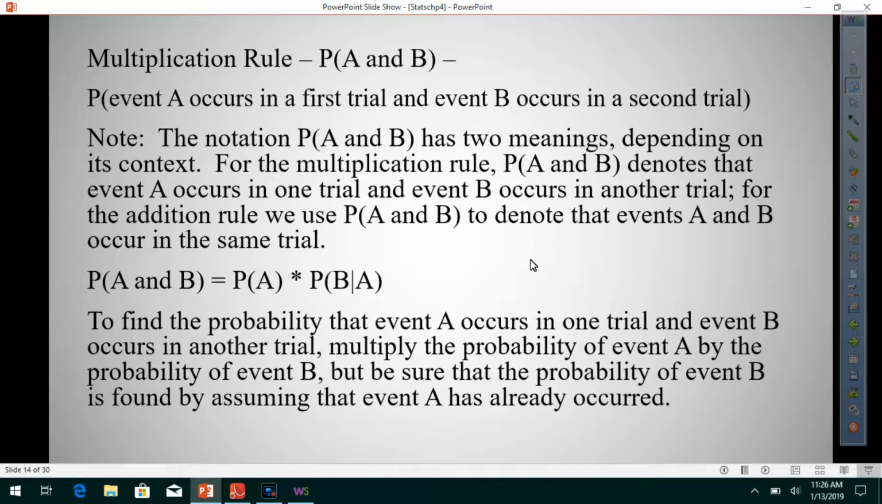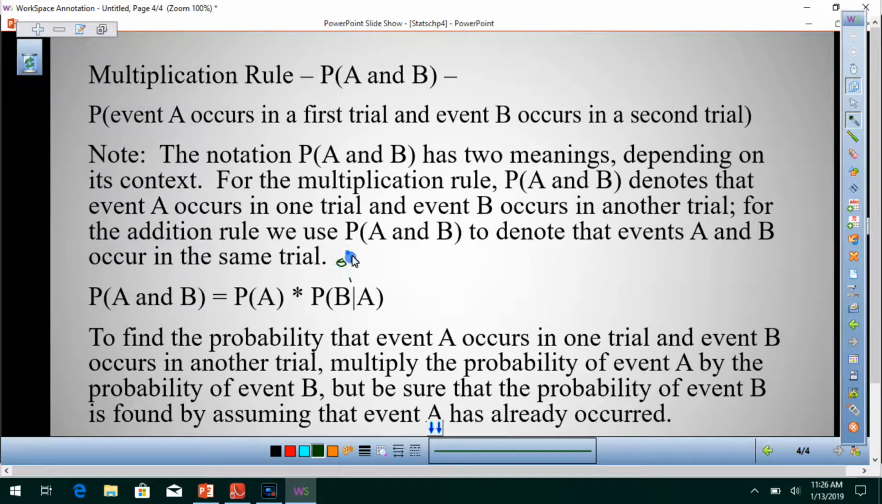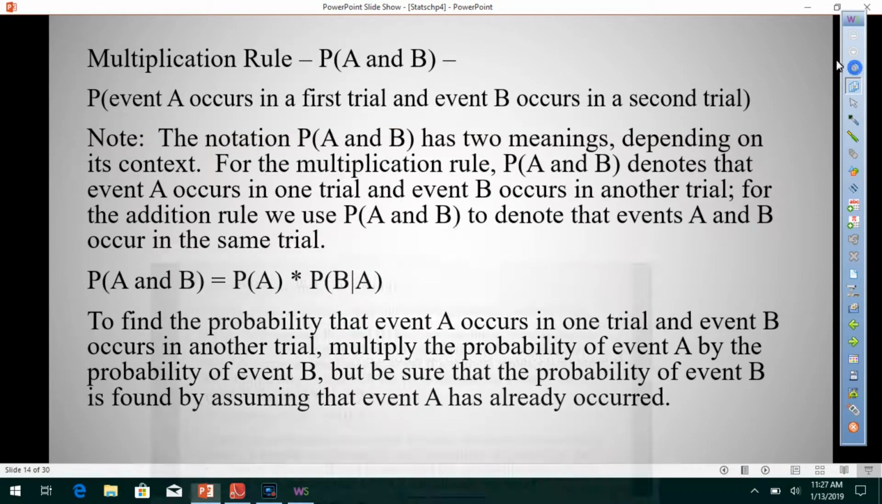It equals the probability of event A times the probability of event B given A. Okay, so that bar means given. Some people might read it as the probability that event B occurs after event A has already occurred, or given. To find the probability that event A occurs in one trial and event B occurs in another trial, multiply the probability of event A by the probability of event B. Be sure that the probability of event B is found by assuming that event A has already occurred. Kind of tricky.